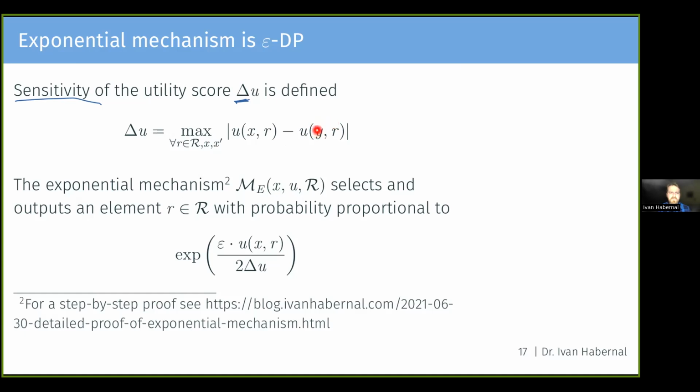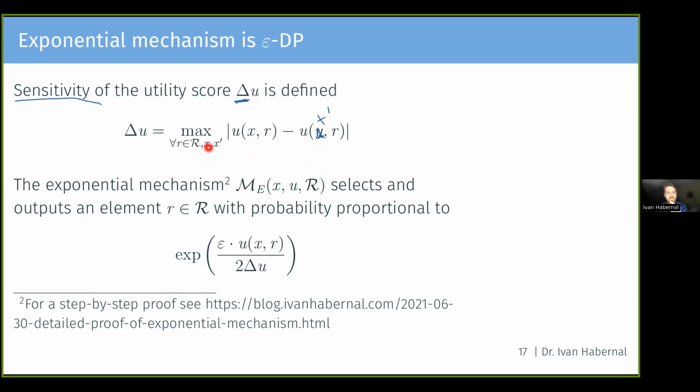I think there's a typo here. This should be X prime. So we're running through all possible neighboring data sets and all outputs from the range, and just want to determine what's the maximum impact of any individual being removed or added to the database, or a change in the database in any circumstances, of outputting any output. What is the maximum? Because this will limit the noise we have to add.